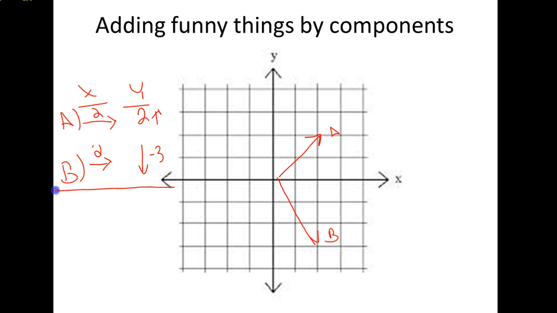Then I start to think of this as a tug of war, and I've got 2 to the right and another 2 to the right, which would yield a total of 4 to the right. In the y direction, with 2 pulling up and 3 pulling down, my result is going to be 1 in the downward direction. So my resultant is going to have an x component of 4 to the right and a component of 1 down.